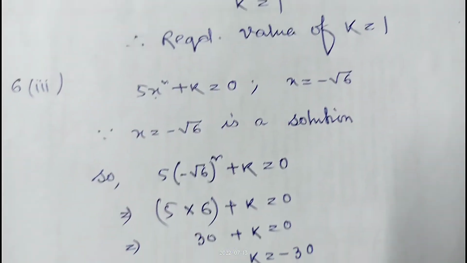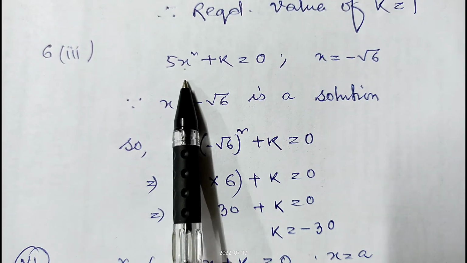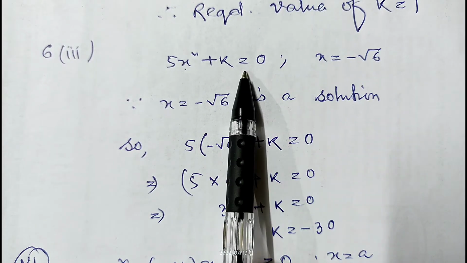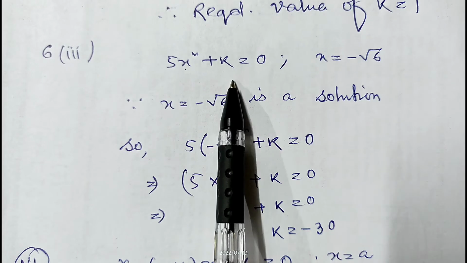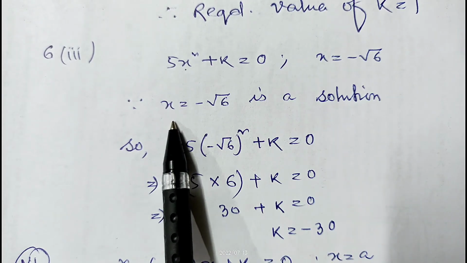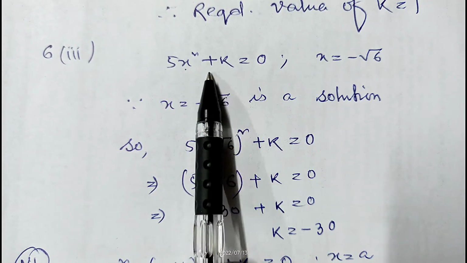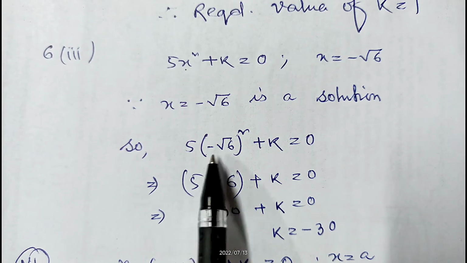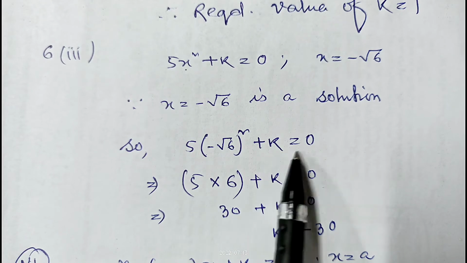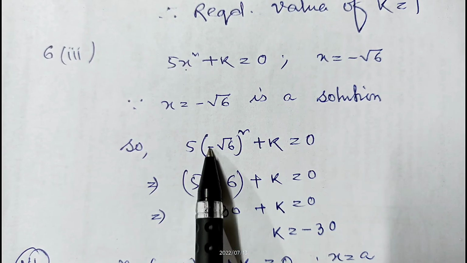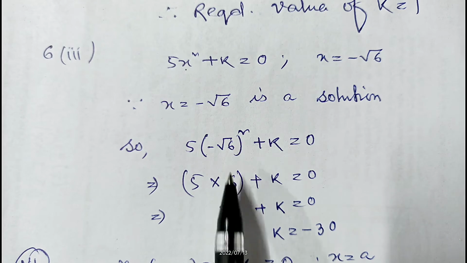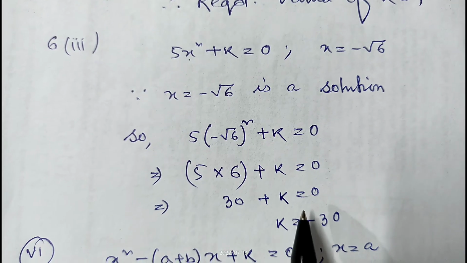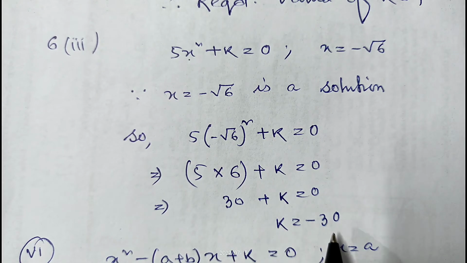In the third part of question number 6, it is given 5x square plus k equal to 0 and x equal to minus root 6 is a solution. Since this is a solution of this equation, x equal to minus root 6 will satisfy this equation. So it will be 5, instead of x square we can write minus root 6 whole square, plus k equals to 0. 5 into minus minus plus, root 6 square will be 6, plus k equals to 0. 5 sixes are 30, plus k equals to 0. Therefore k equals to minus 30.